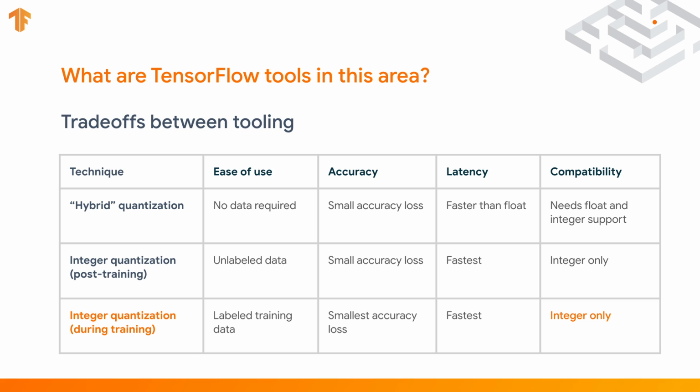So yeah, here's the summary of the three tools. The flow should usually look like: you try hybrid, you see how you do on CPU. If you want to go to an accelerator or you want more on CPU, you do post-training, where you just add some representative dataset. And then only as a last resort, once you see post-training not getting good accuracy for you, try quantization-aware training.